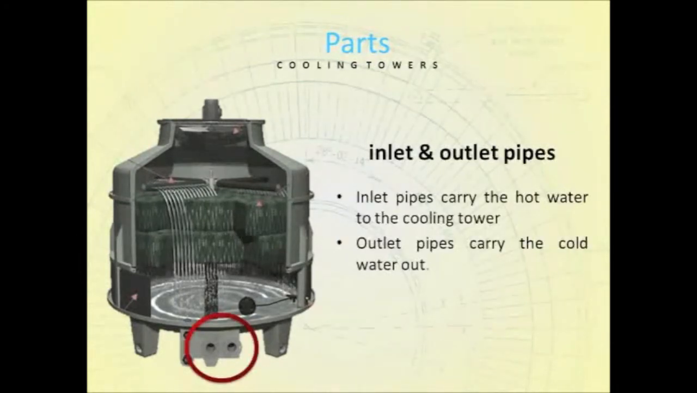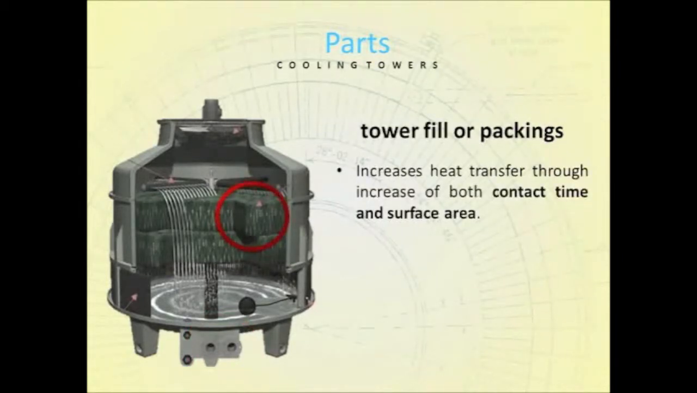Next would be the inlet and outlet pipes. The inlet pipes carry the hot water into the cooling tower, while the outlet pipes carry the cold water out. This is connected to the piping systems of the plant. Next would be the tower fill and packing. These are located within the cooling tower where hot water coming from the sprinkler pipes passes through and comes into contact with the air.